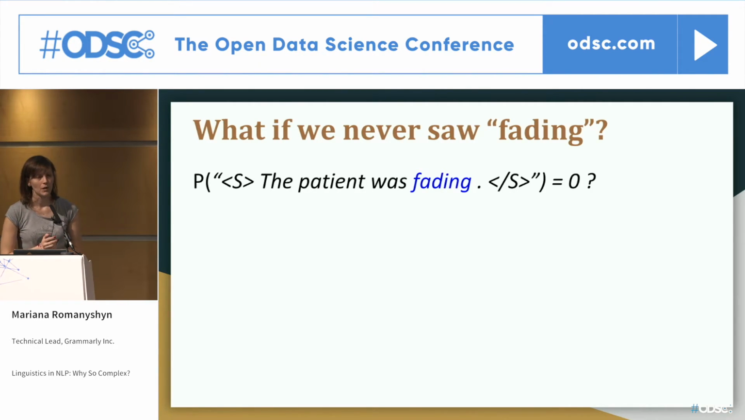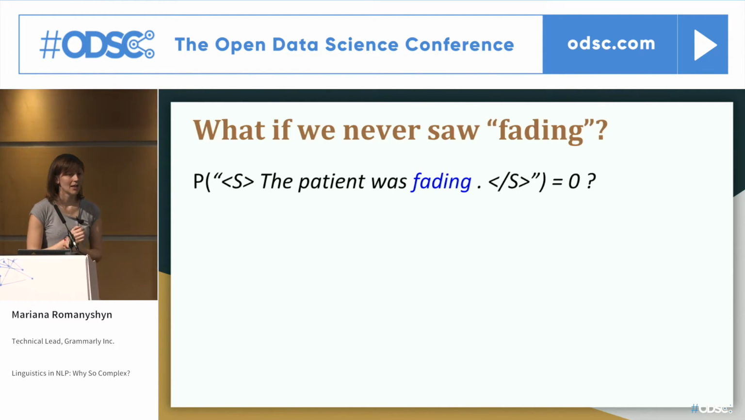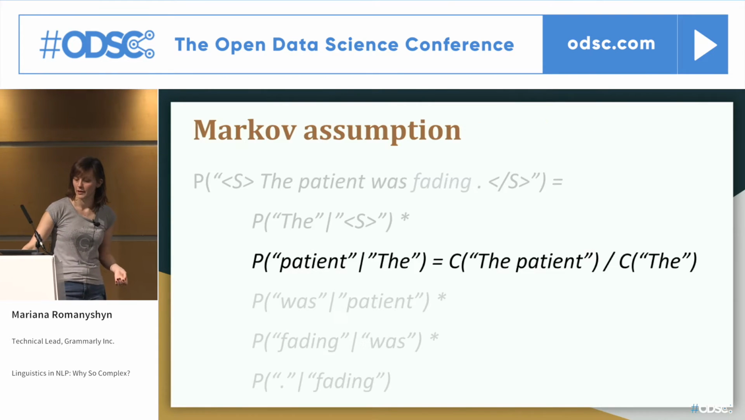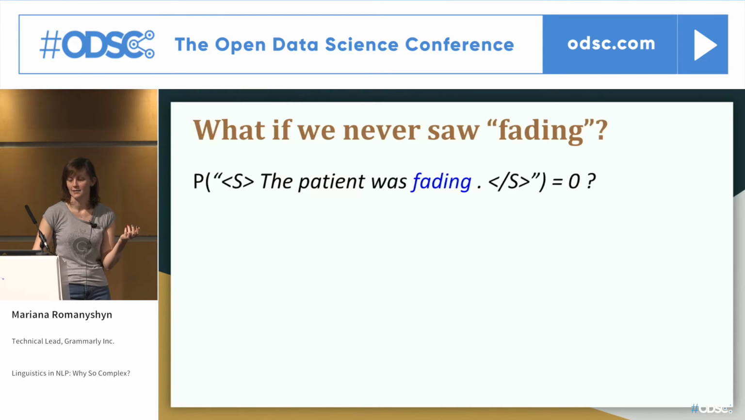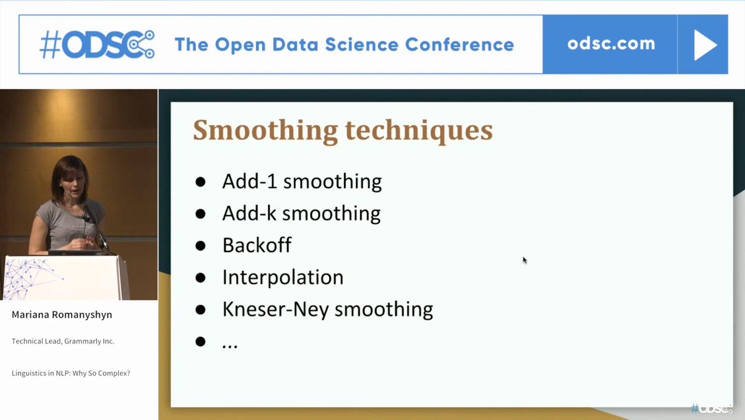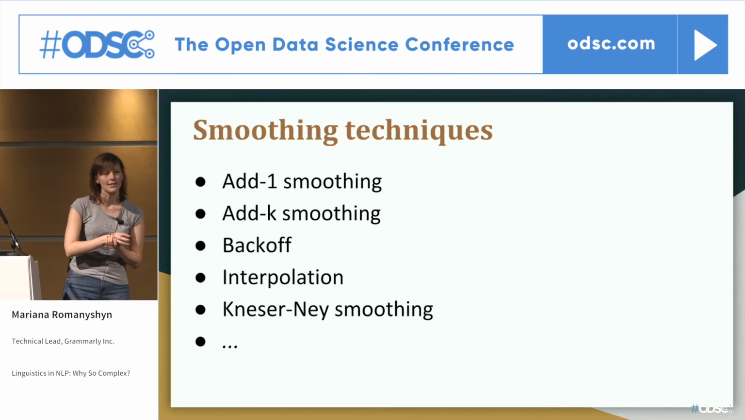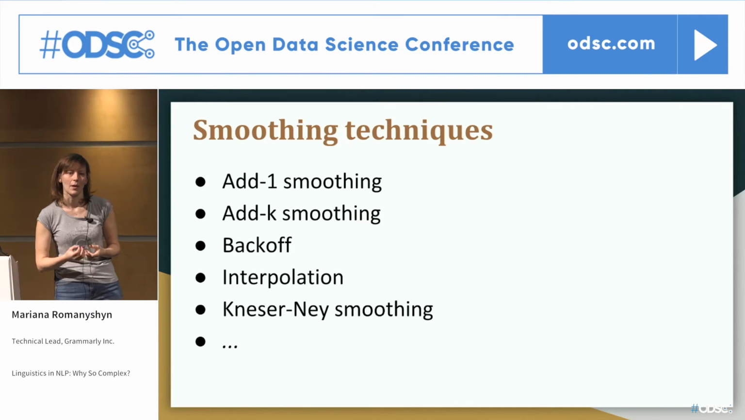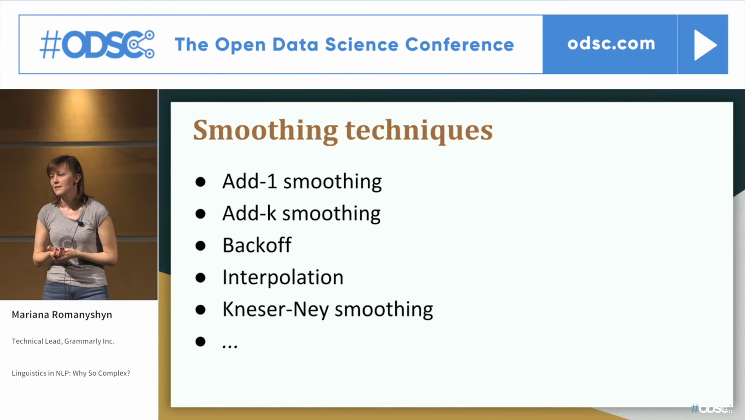There will be one problem. What if in our corpus we never saw the word "fading", or "was fading", or "fading" followed by a period? Since we are doing a product here, this means that the probability of the whole sentence will be 0, and we don't want that, right? So what do we do then? In statistical language modeling, there is a whole list of different smoothing techniques that are quite intricate that you can use in order to avoid these 0 probabilities.